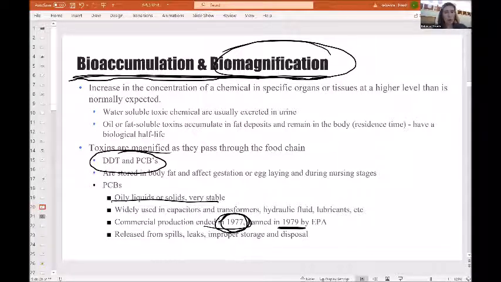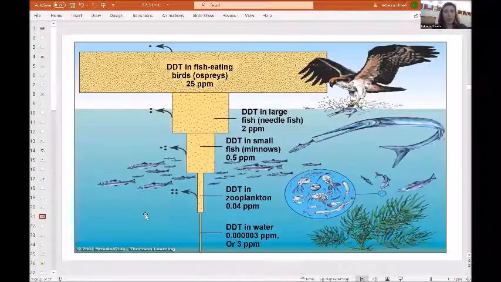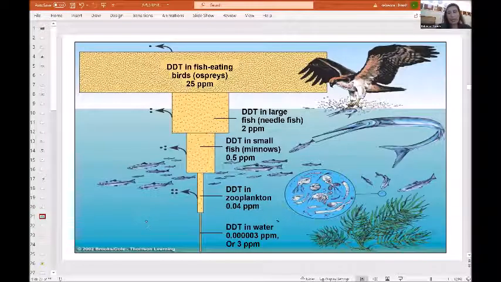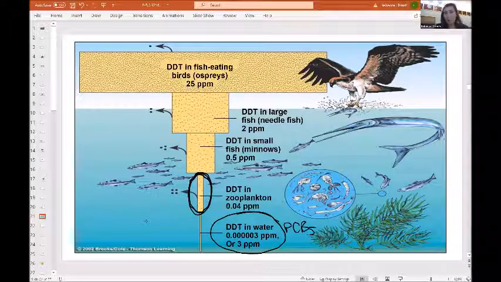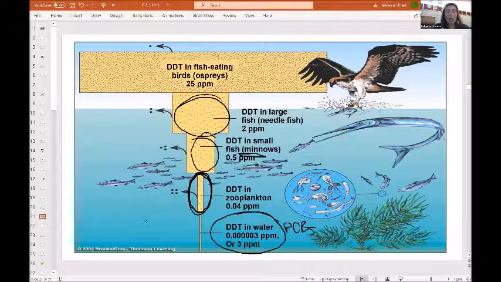So just to remind you guys of what this looks like, when you have, say, DDT, or this even is for PCBs, maybe it's a very, very small amount that gets into our water. But if it is being absorbed here by the bottom of the food chain, and then it's being eaten, it gets more and more concentrated until finally it starts affecting us that eat a lot of this stuff or other predators that are higher on the food chain.